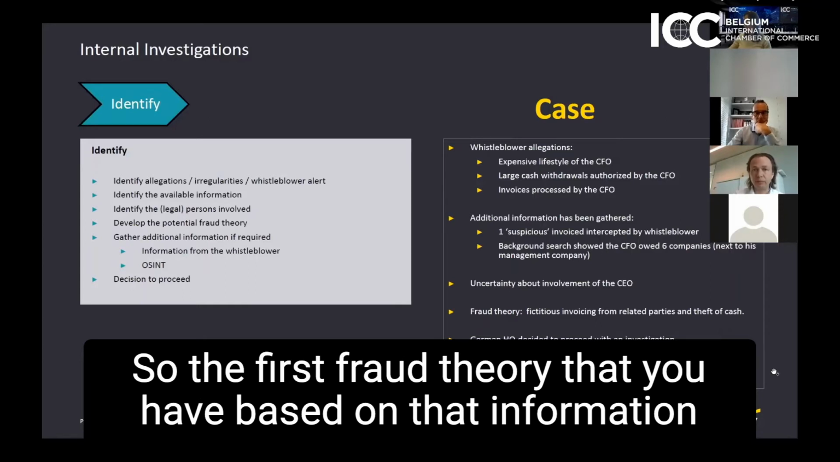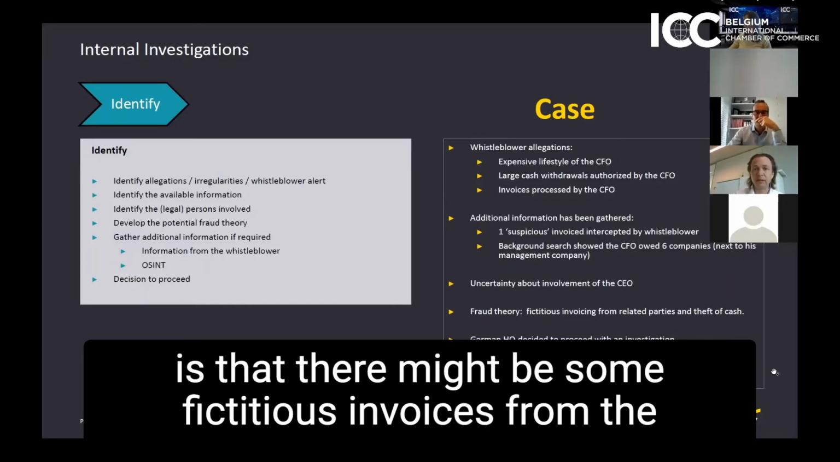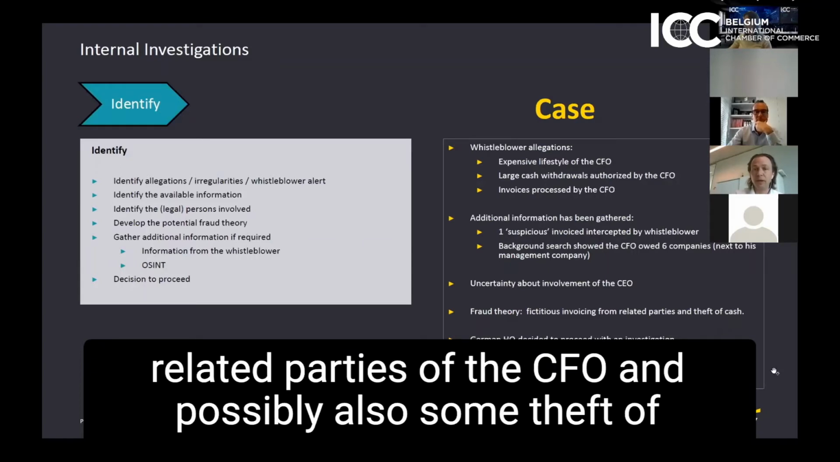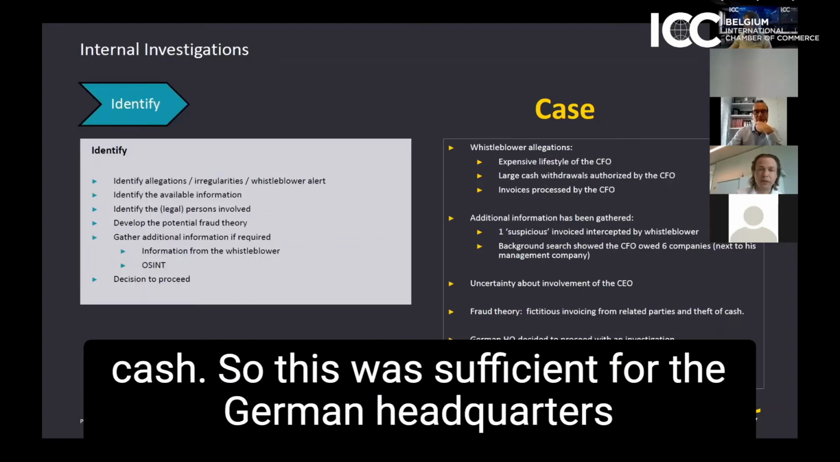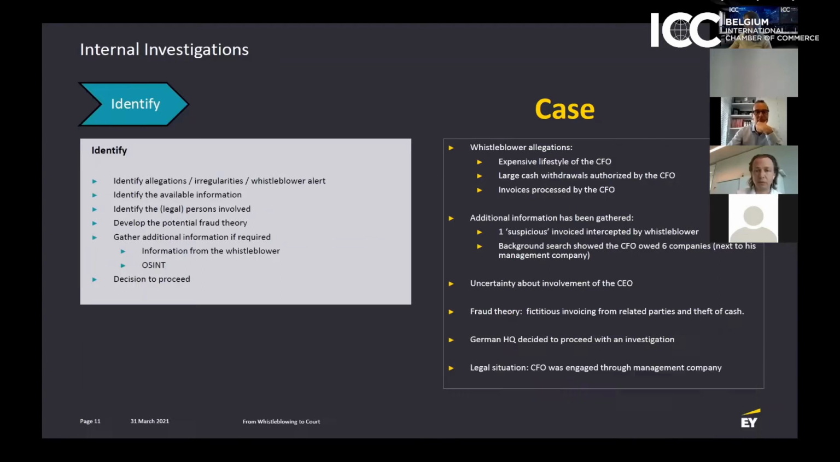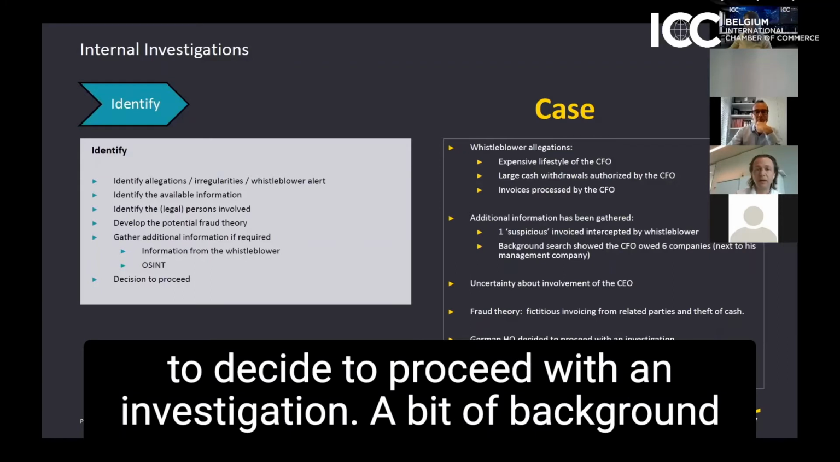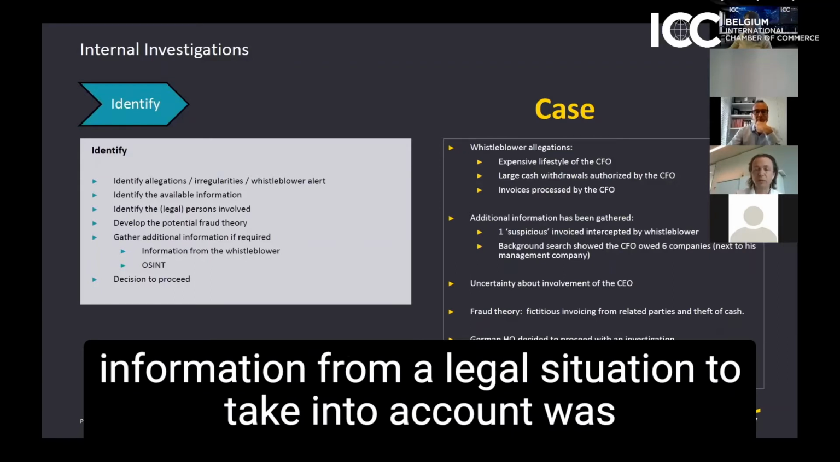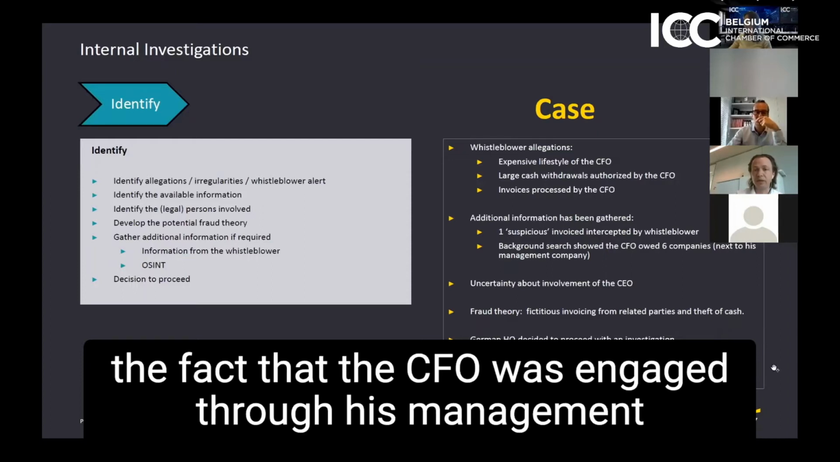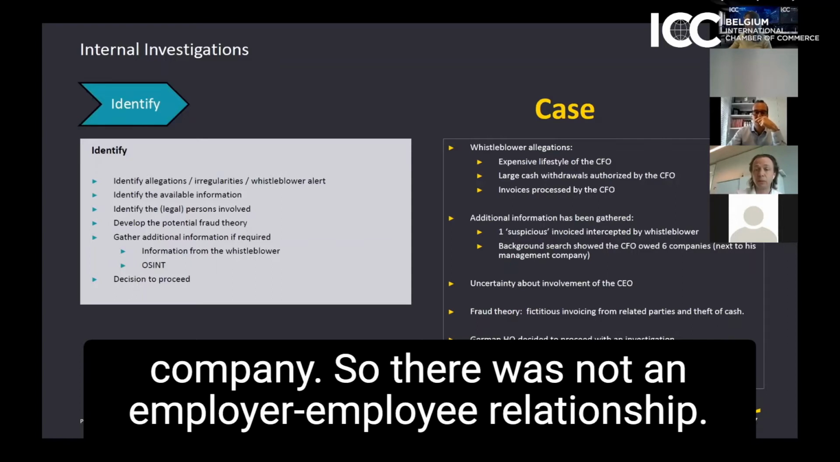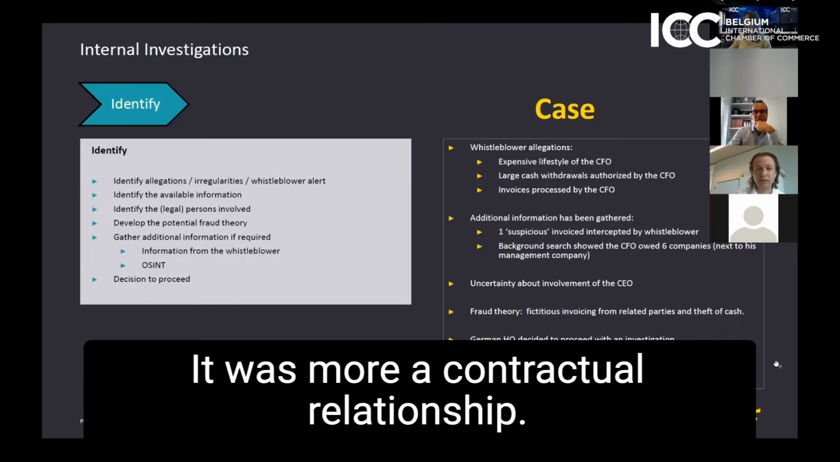So the first fraud theory that you have based on that information is that there might be some fictitious invoices from the related parties of the CFO, and possibly also some theft of cash. So this was sufficient for the German headquarters to decide to proceed with an investigation. And a bit of background information from a legal situation to take into account was the fact that the CFO was engaged through his management company. So there was not an employer-employee relationship. So it was more a contractual relationship.